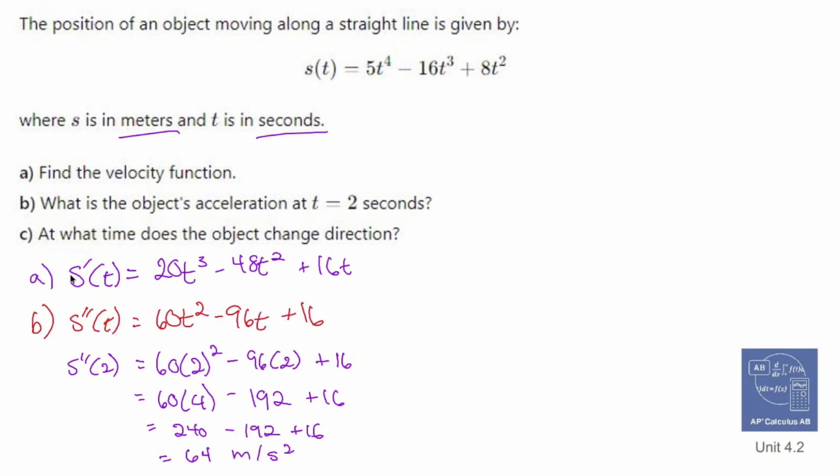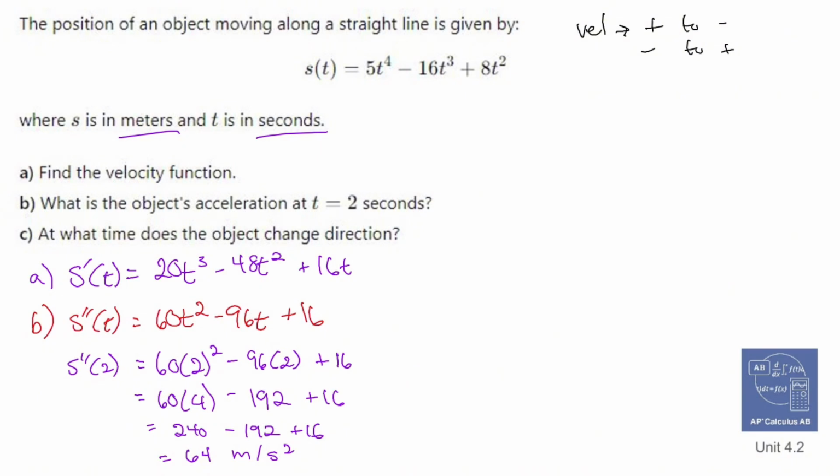Now, the third question is going to be the grossest one of the three. At what time does the object change direction? Now, direction changes when velocity either goes from positive to negative or negative to positive. Positive velocity in this case means you're going to the right. Negative velocity means you're going to the left. So if you were to go from right to left, that means you just changed direction.